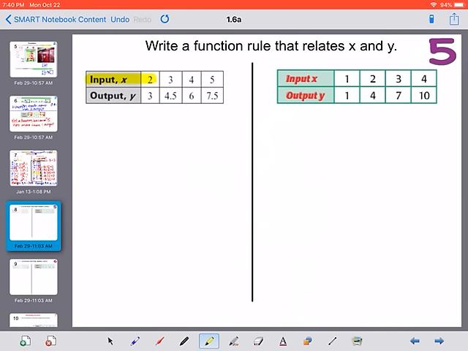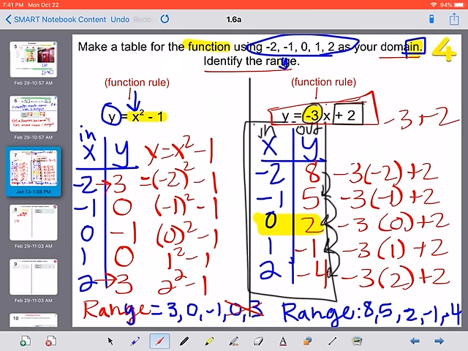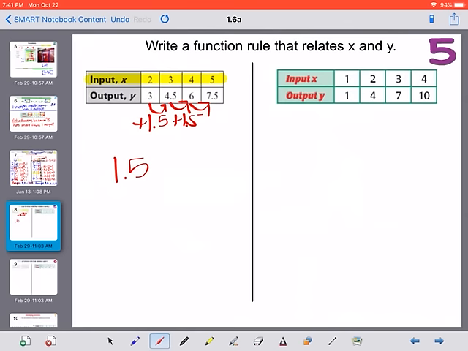As long as our inputs are going by ones, which they are, 2, 3, 4, 5. So how do I get from one number to the next? What's my pattern? From 3 to 4.5, I'm going up by 1.5. So my pattern, we're going up 1.5. And if I look at my equation, what we're really looking for is that multiplied by x. So let's just try it out.